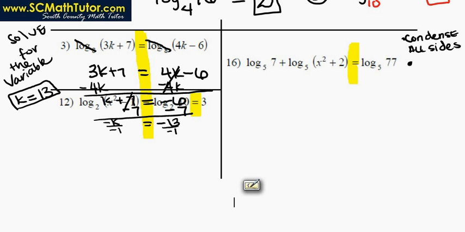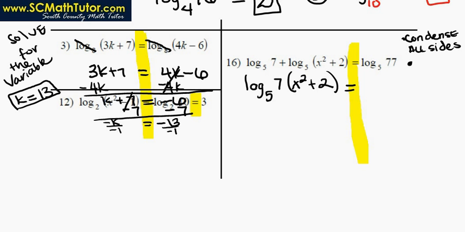As we can see, on the left of the equal to sign, they're not condensed. They're expanded. You have two separate logs on the left. So the first thing you want to do is condense. That's why we did this as a warm-up to get us ready for this. You have a plus. When you condense, plus becomes multiplication. So remember, condensing makes it into one log. So this is log base 5, and this now becomes multiplication: x squared plus 2, equals log base 5 of 77.